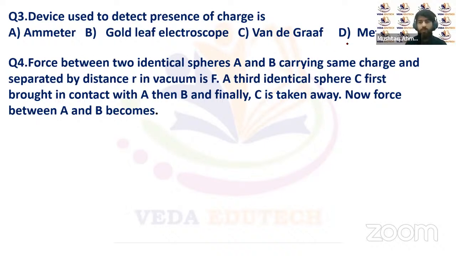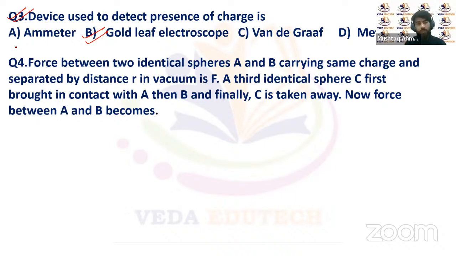Then the meter bridge is used to calculate an unknown resistance. The correct option here is the gold leaf electroscope. It is the gold leaf electroscope which is used to detect the presence of charge in any object. So the gold leaf electroscope is the correct option for this question, a device used to detect the presence of a charge.